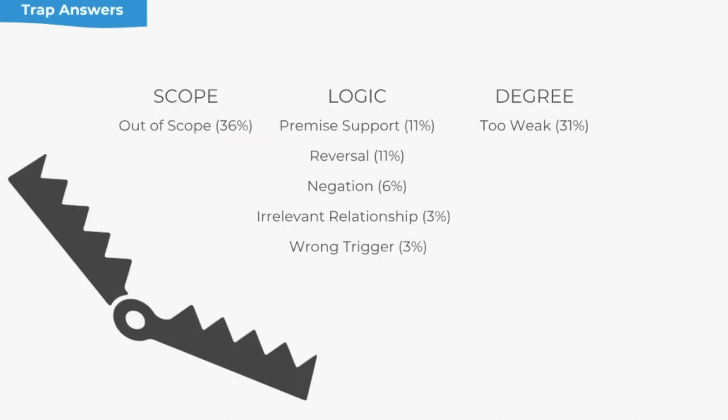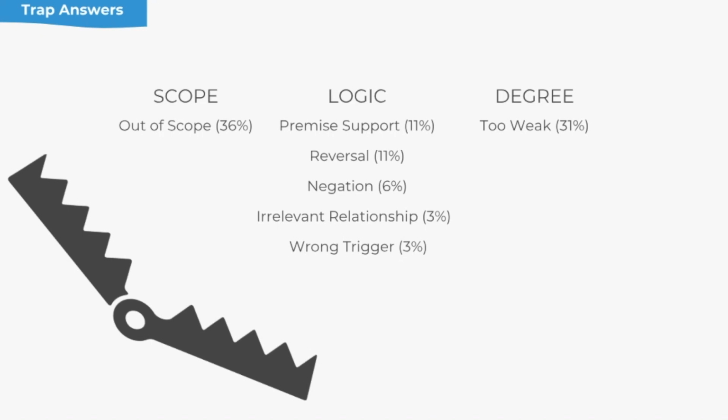So let's think about trap answers, the kinds of wrong answers that you're going to encounter when you're working on a sufficient assumption question. 36% of all wrong answers on sufficient assumption questions are wrong because they're out of scope. Those are generally going to be the easier ones to get rid of, right? You want to move through the choices and get rid of as many of the wrong answers as you can on your first pass, while ensuring that you hold on to the right answer and any contenders.